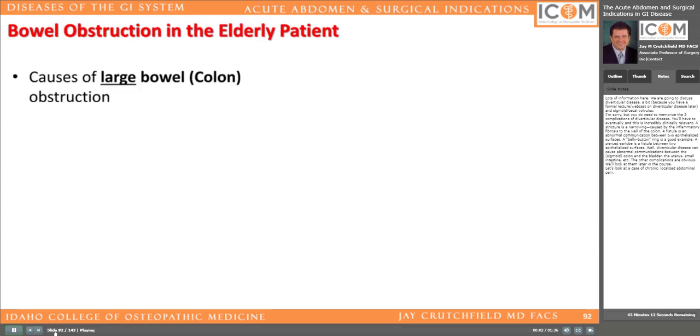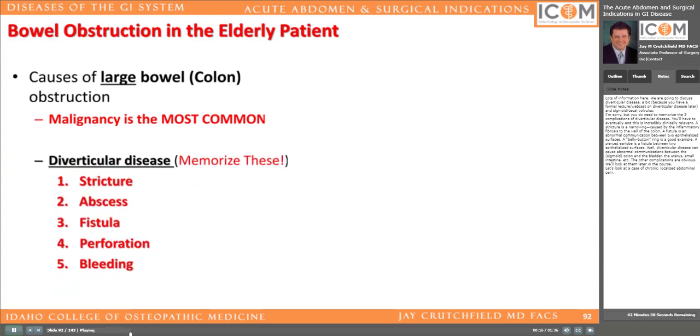Let's review a little bit of what we've learned about bowel obstruction in the elderly patient. The most common cause of a large bowel obstruction, of course, is cancer. There's lots of information here, and we're going to discuss diverticular disease in depth in a later lecture. You do need to memorize the 5 complications of diverticular disease. You'll need to know them eventually, and this is very relevant.